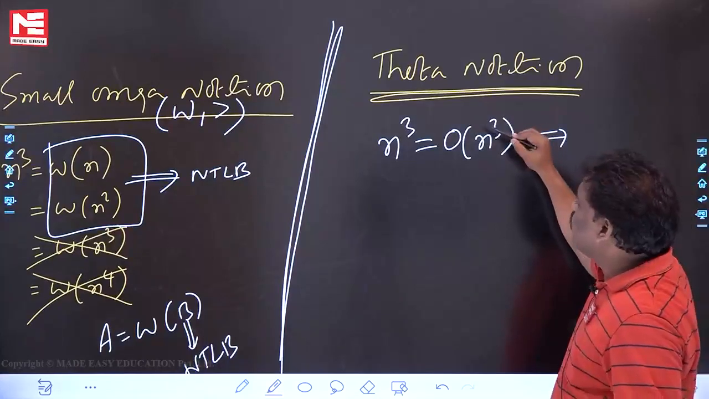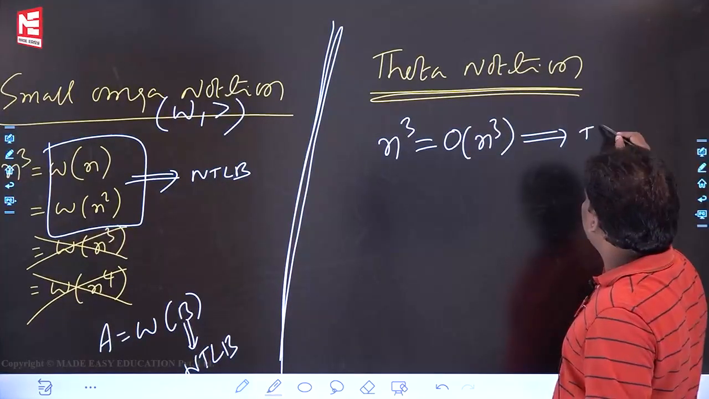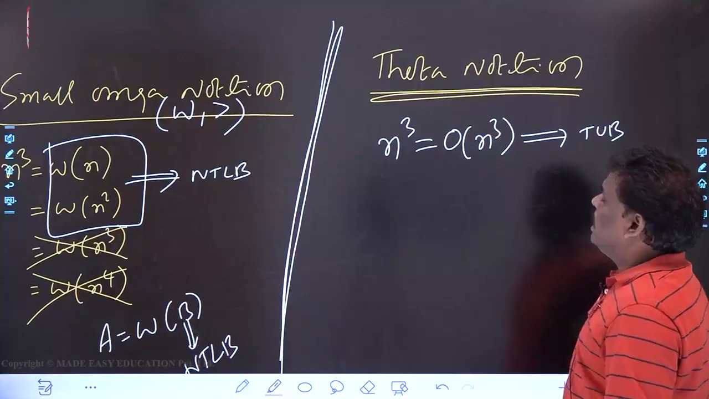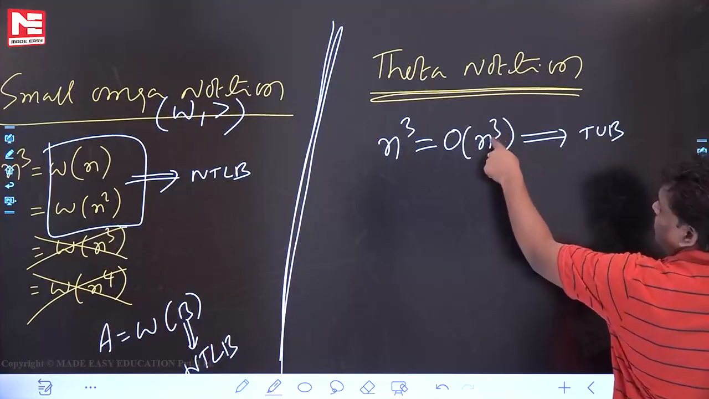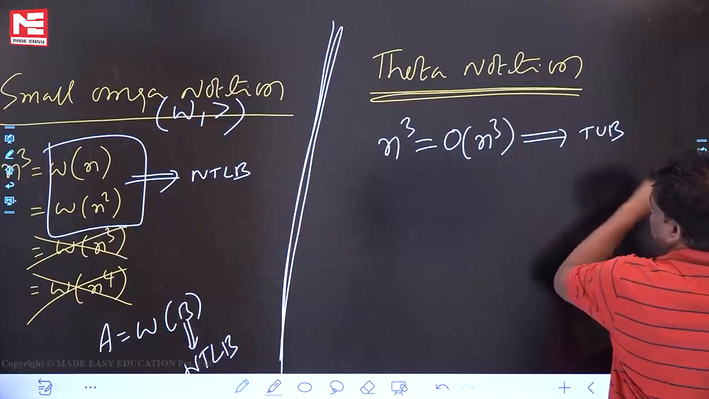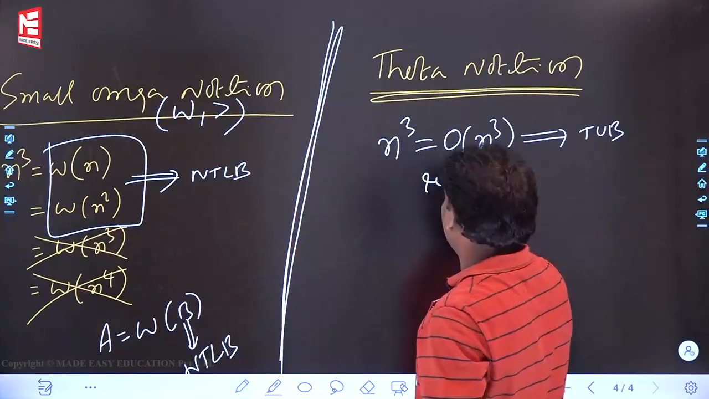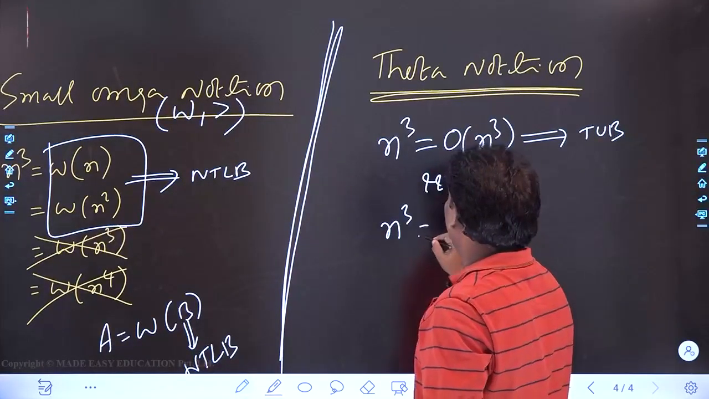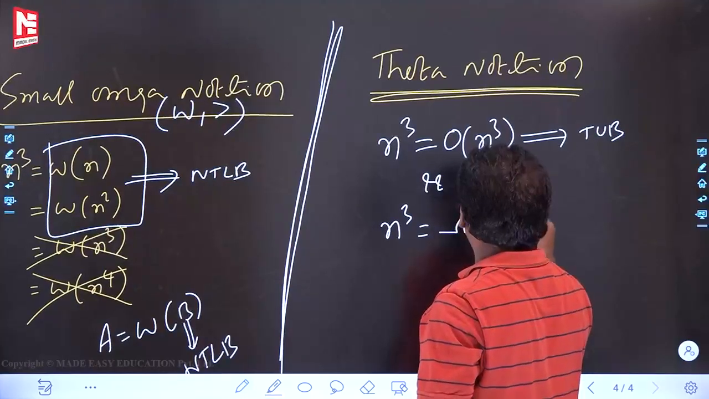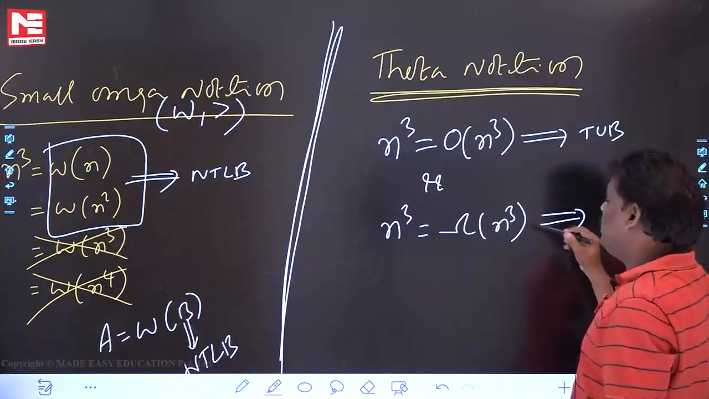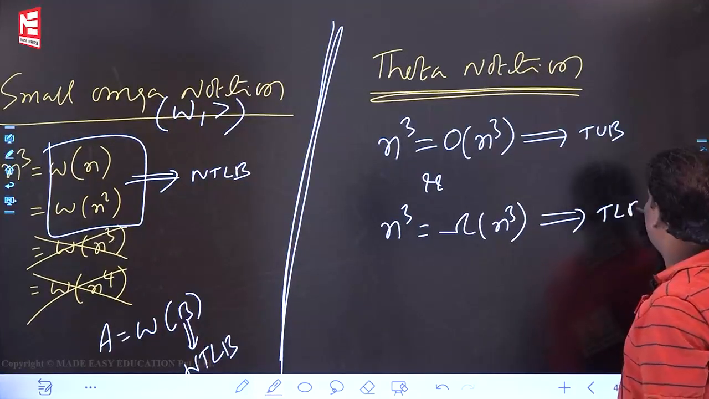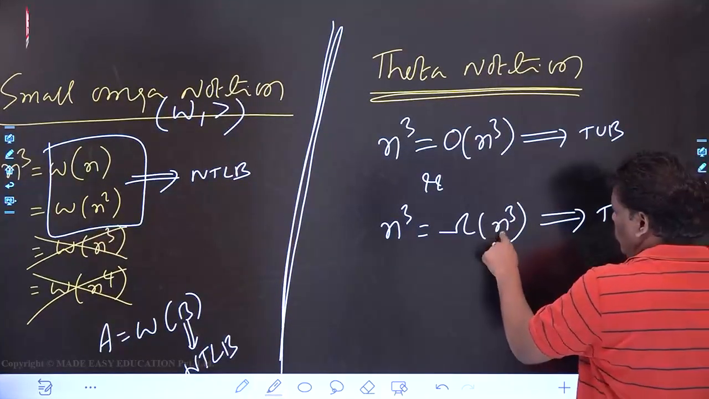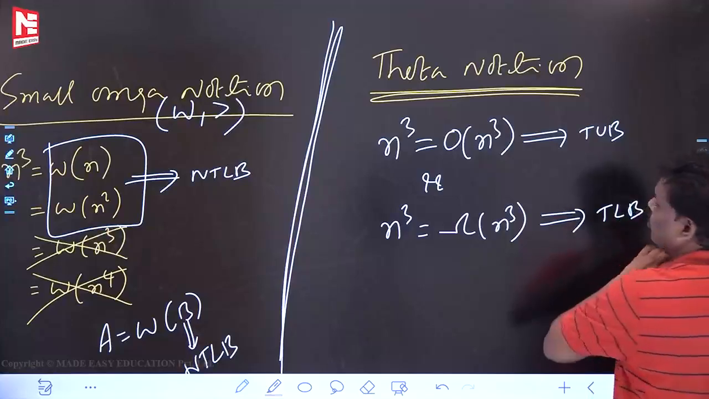Big O means upper bound and both are equal. So, what is the meaning? Tightest upper bound. Big O means upper bound, and because both are equal, it is the tightest upper bound. And see this one, n cube is omega of n cube. What is the meaning? Everyone knows omega means lower bound, and both are equal here. What does it mean? Tightest lower bound also.